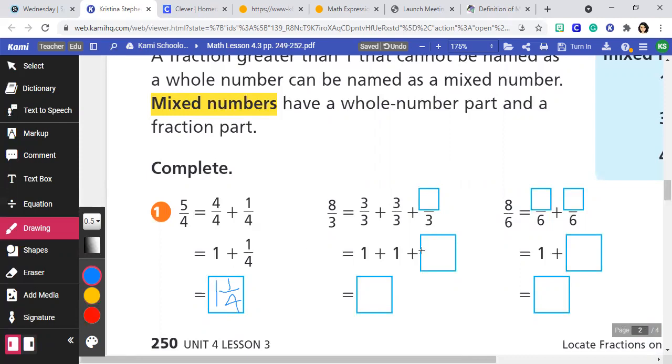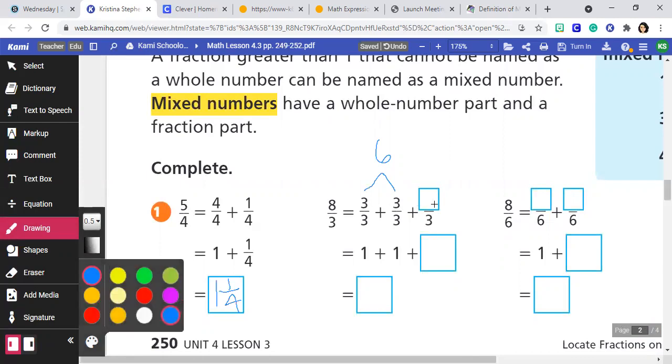Let's take a look at this example here. So we've got 8/3. So 3/3, which is also 1, plus 3/3, which is also 1, actually equal 6. How many more thirds do we need to have represented in this box right here to total 8? Well, let's count up from 6. 6, 7, 8. 2. We need to have 2 more thirds represented there.